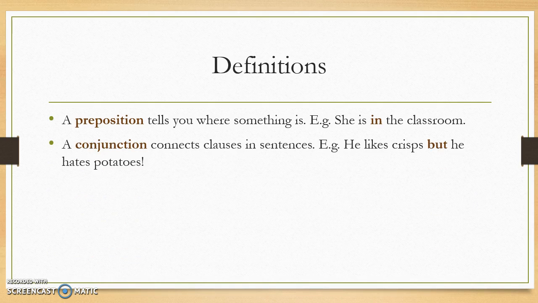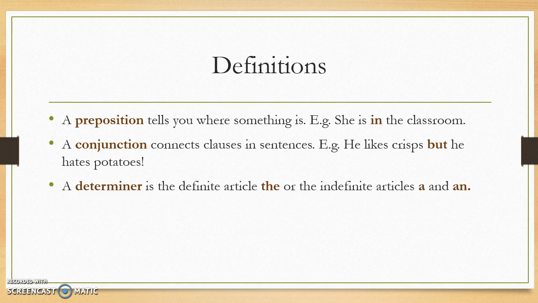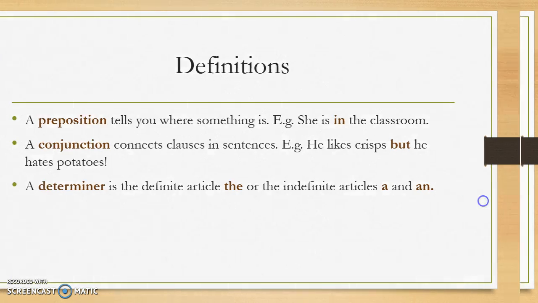And a conjunction connects clauses in sentences. For example, he likes crisps, but he hates potatoes. But is a fanboy's conjunction, which you might recognise. It joins 2 independent clauses in a compound sentence. If you're a bit confused about that, then buy my book or watch a Mr. Bruff YouTube video. And a determiner is the definite article the, or the indefinite articles a and an.